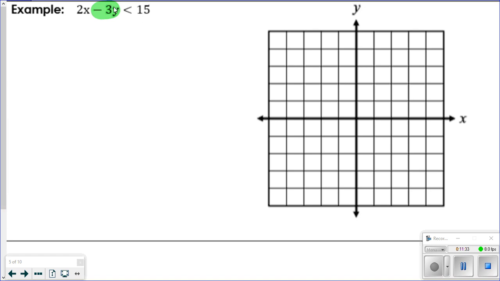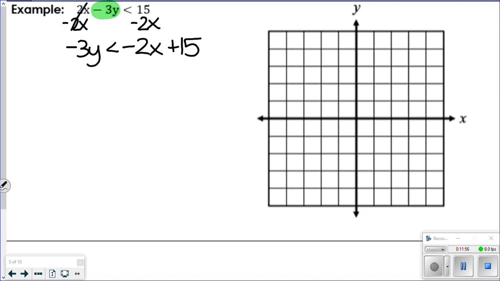So what would our first step be here? We need to subtract 2x. Subtract 2x. So these cancel, and we're left with -3y is less than, I'm going to write -2x first, then plus my 15. Divide everything by a -3.